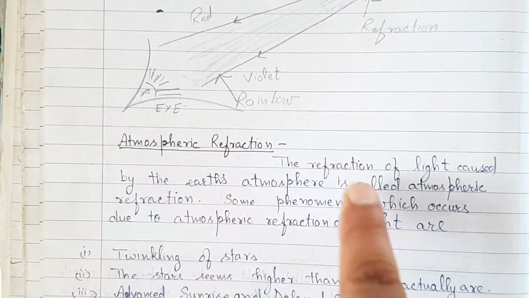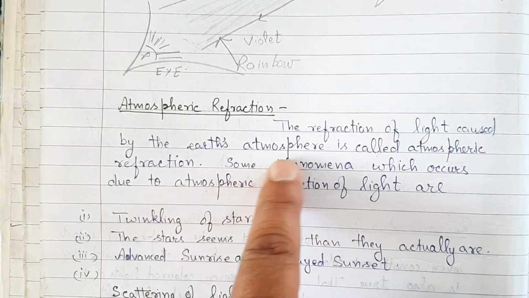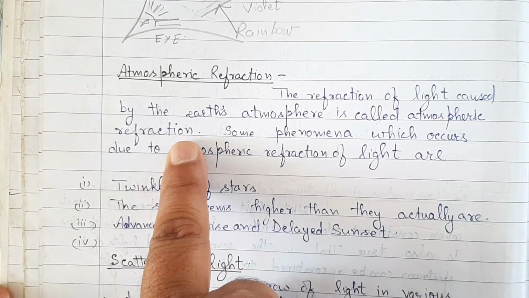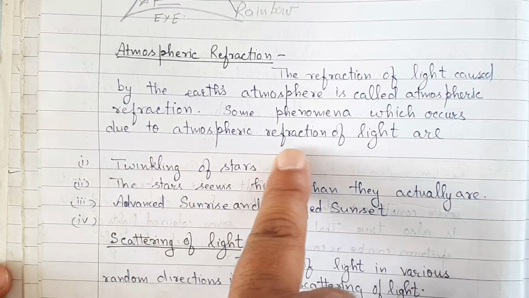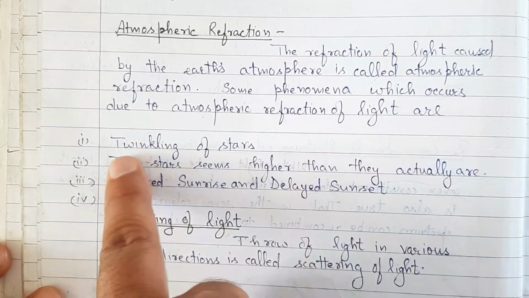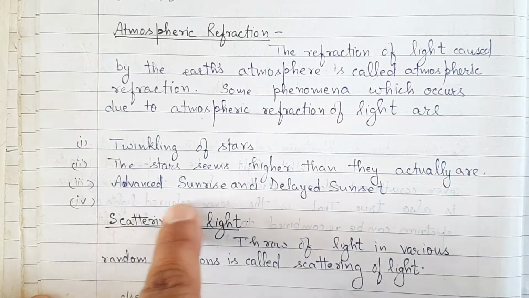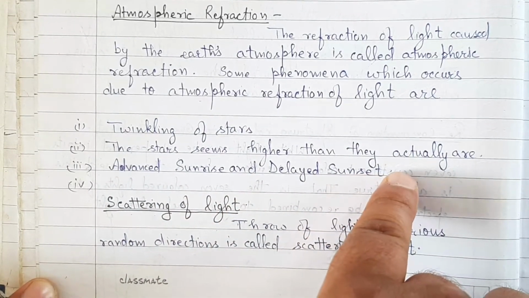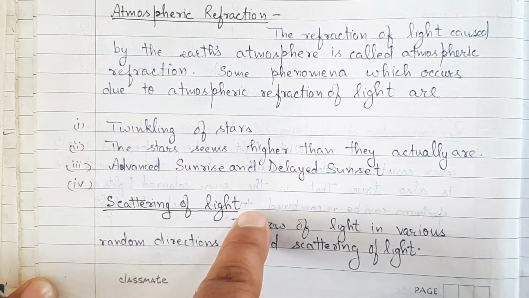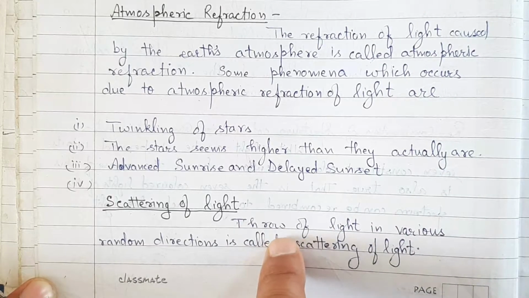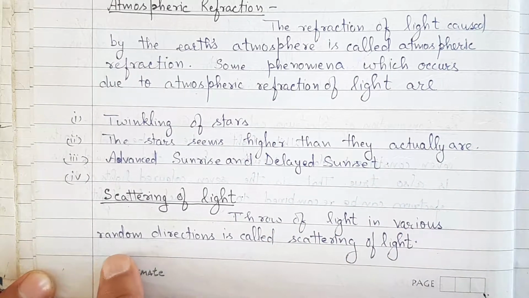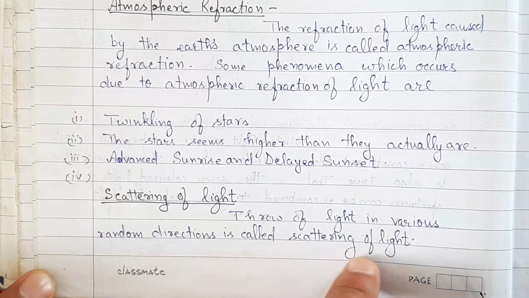Atmospheric refraction. The refraction of light caused by the Earth's atmosphere is called atmospheric refraction. Some phenomena which occur due to atmospheric refraction of light are twinkling of stars, the star seeming higher than its actual position, advanced sunrise and delayed sunset, and scattering of light. The throw of light in various random directions is called scattering of light.